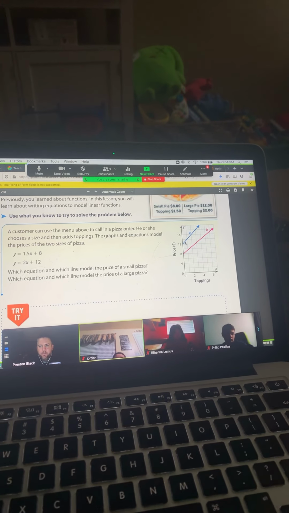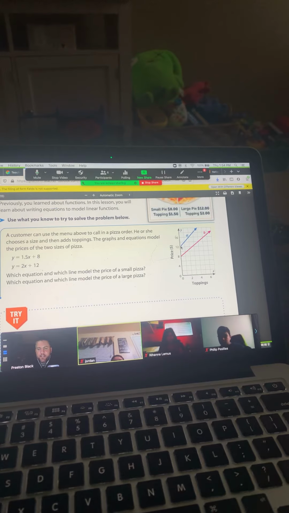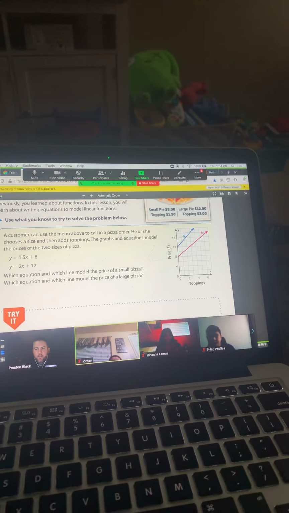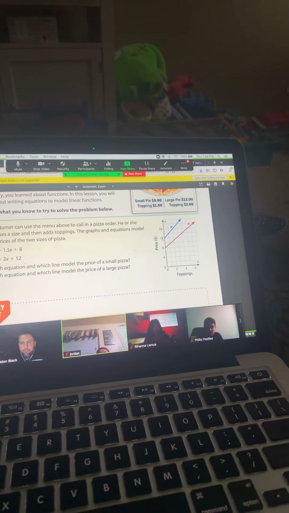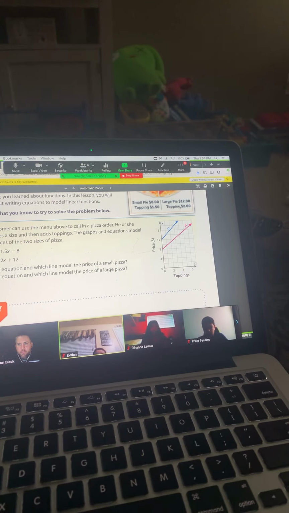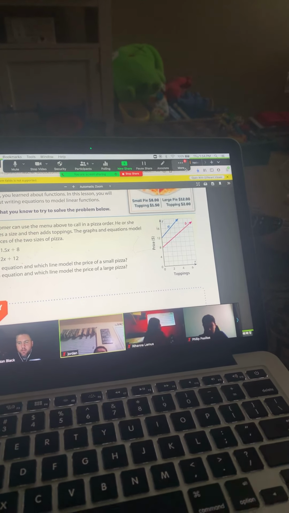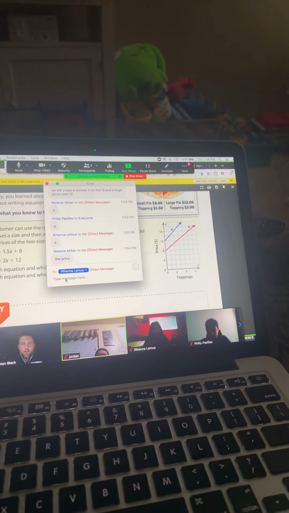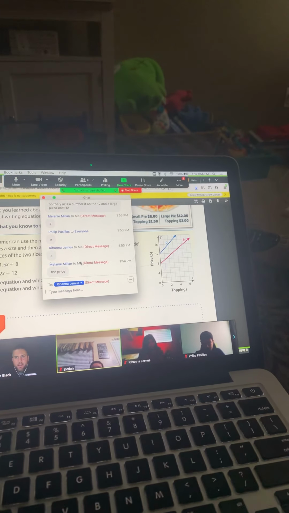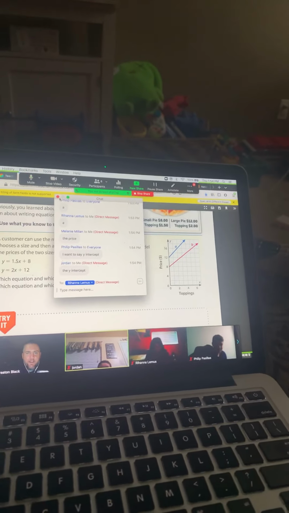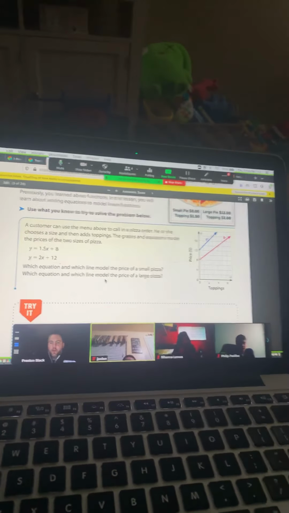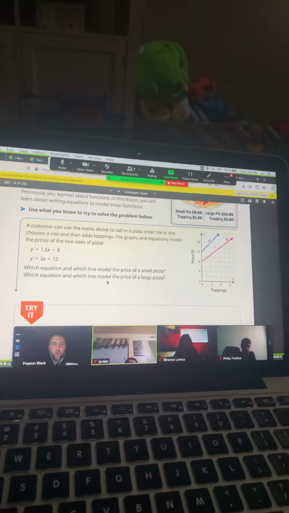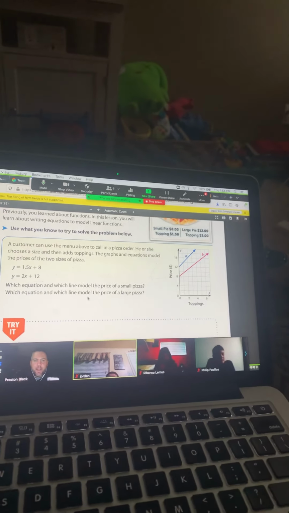And what else? Where do we see it cross the y-axis? At 12. So what does that make it? The y what? The y-intercept. There you go, Philip. You were right. Be more confident, right? It was the y-intercept.